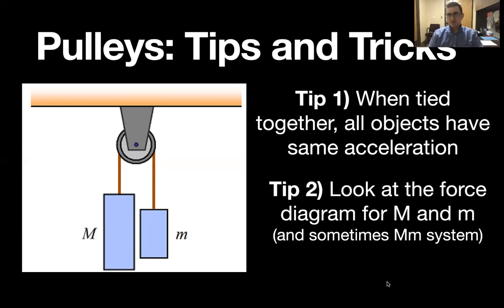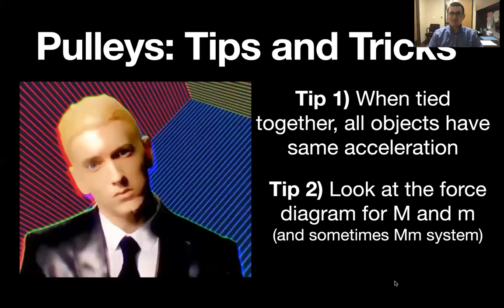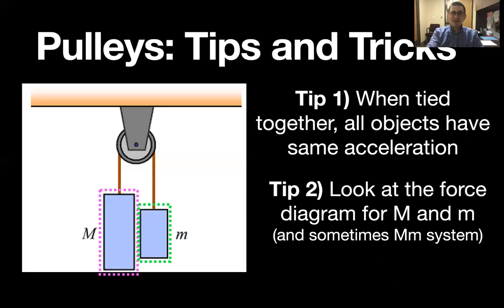Sometimes, not often, but sometimes it might be useful to look at the MM system. And by that, I don't mean the wrapper. I mean the system of big M and little m together. But more often than not, it's going to be more helpful for us to look at big M in one force diagram and little m in another force diagram. And then look at the net force on those, the sum of the forces, and then try to figure out the acceleration from there.